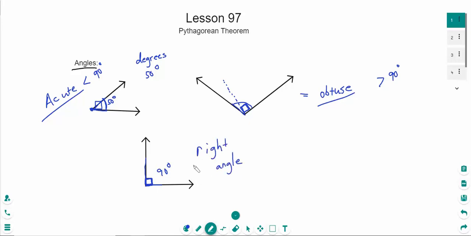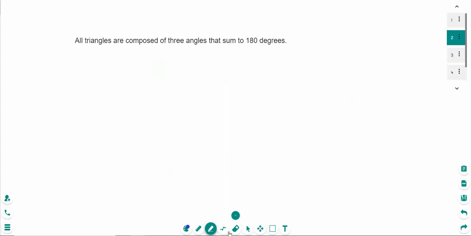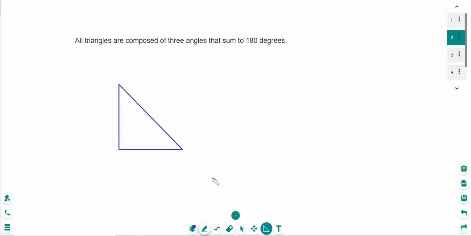Okay? This is all review. So hopefully there's nothing new here and you knew all of this already. So let's move on. The next topic here, we're going to take angles, and now we're going to start connecting some angles together, and we're going to create triangles.